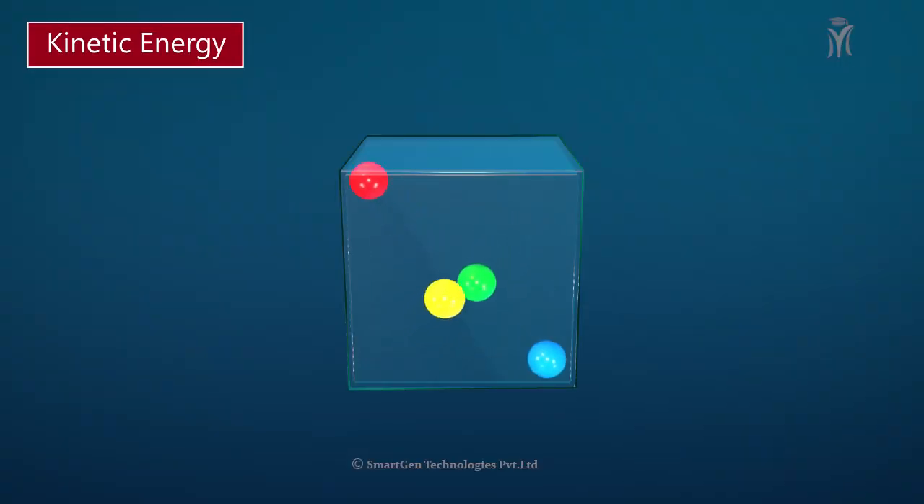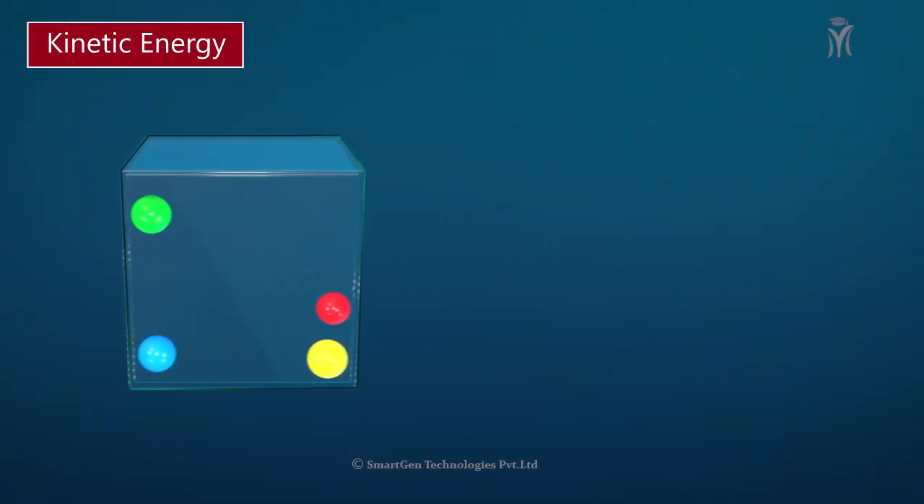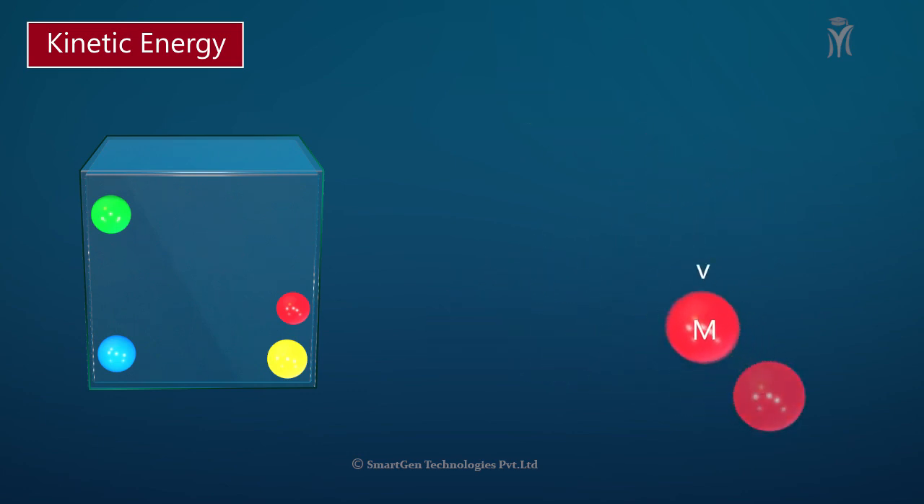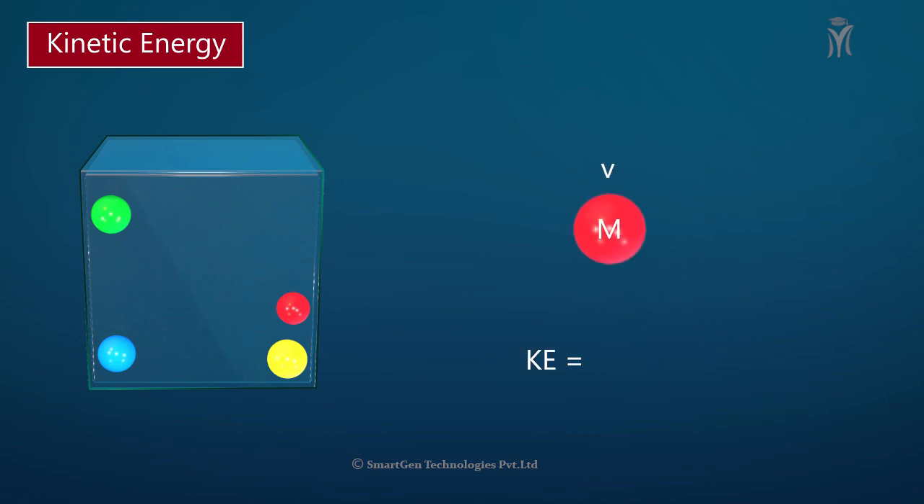Kinetic energy is the energy of a system that relates the mass of a system to the velocity of a system. Kinetic energy is the energy possessed by a body by virtue of its motion. KE is equal to half m v squared.